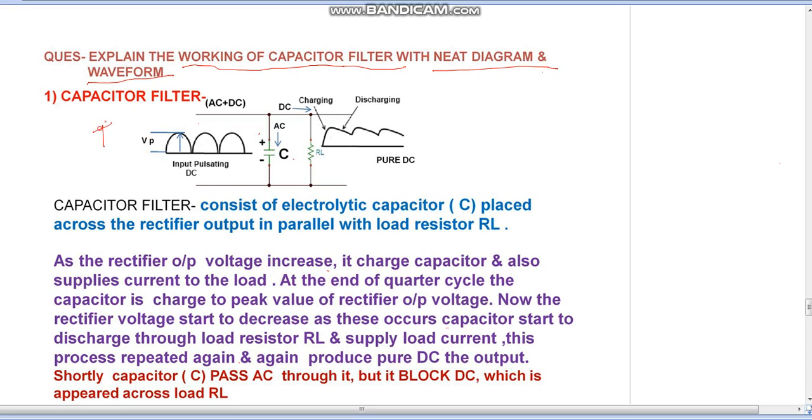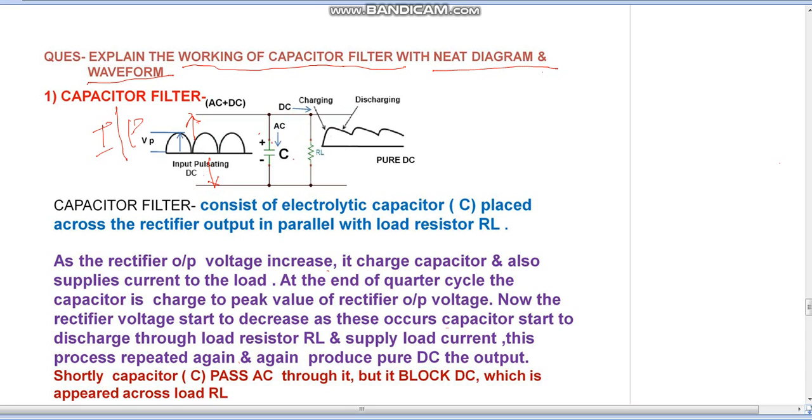the input is shown, that is the output of the rectified circuits. That output is the pulsating DC output of the rectified circuit that is given as input to the filter circuit.